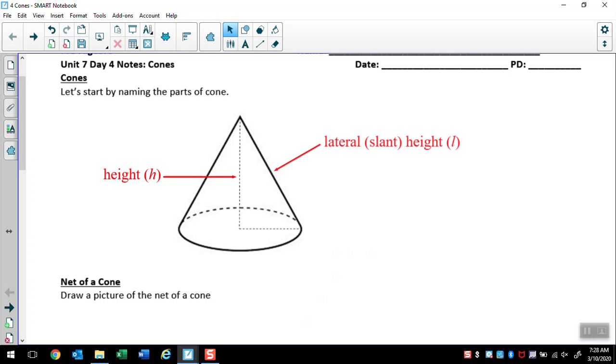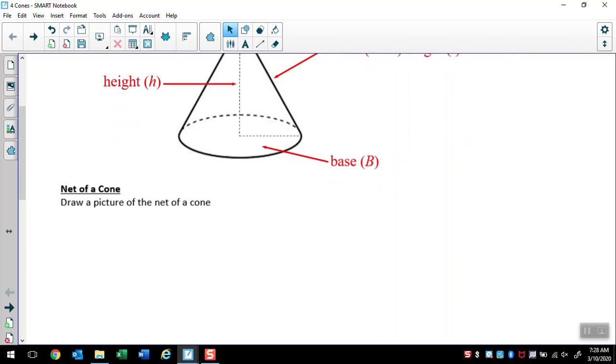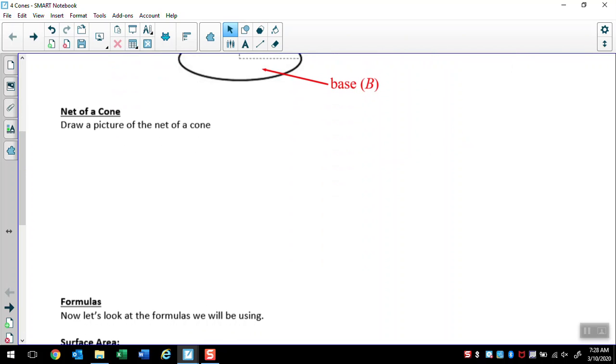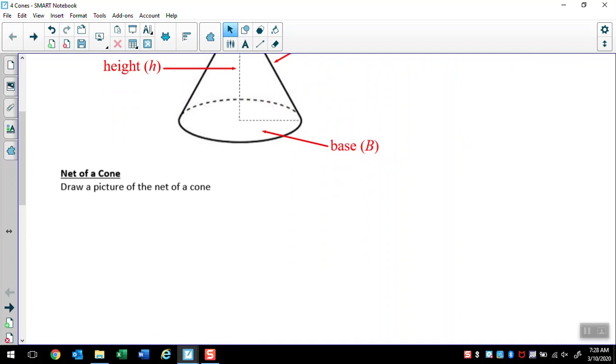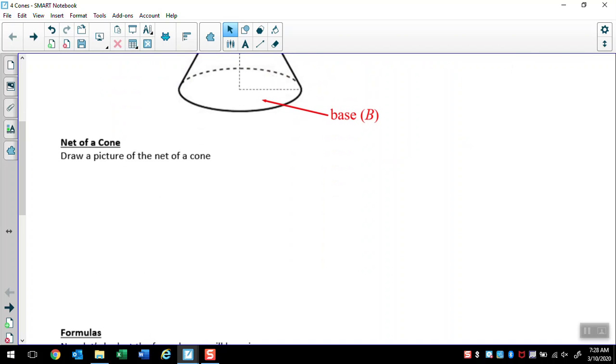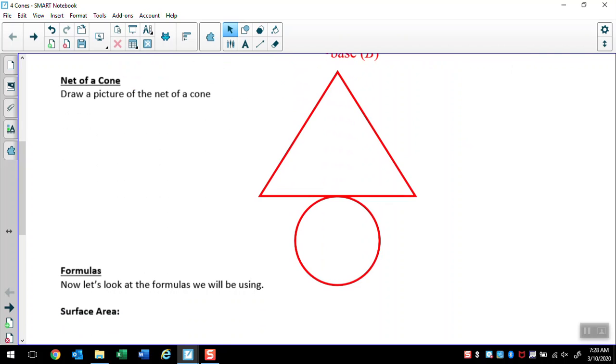And then again, like the pyramid, we have the lateral or the slant height, which is from the edge of the base to the top, and that is represented by the L in the formula. And then we have our base, and typically we're going to be asked to find the area of the base in our formulas. All right, next we're going to draw a picture of the net for a cone. So a cone is made up of a circular base and then a triangle that gets wrapped around that base.